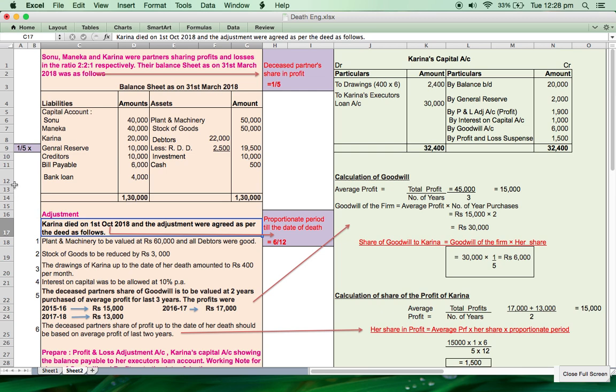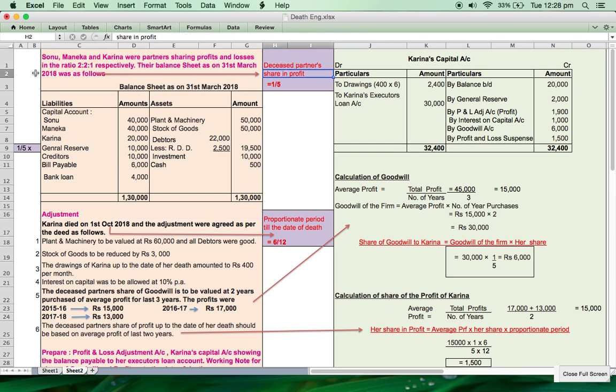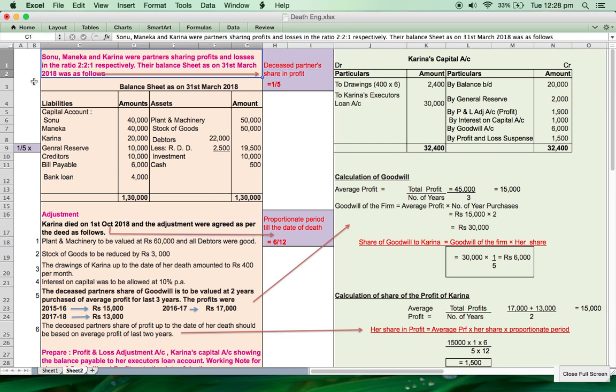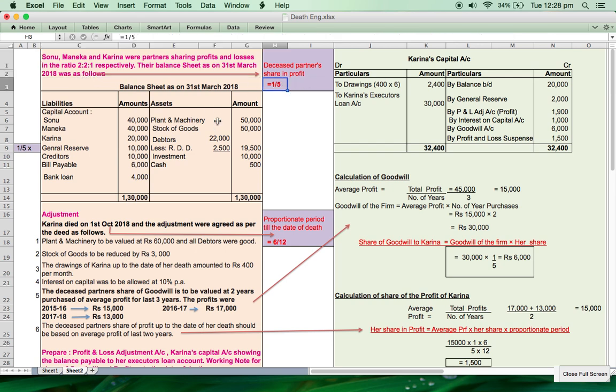Now in the problem of death, you need to calculate two things from this given information. First, deceased partner's share in profit. Here their profit sharing ratio is given as 2:2:1. So Karina's share in profit would be 1 part out of 5. That means 1/5.